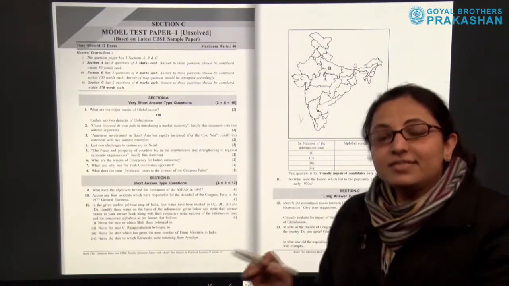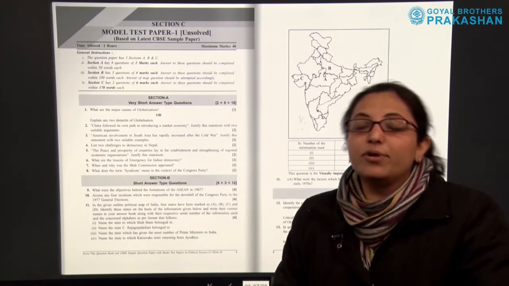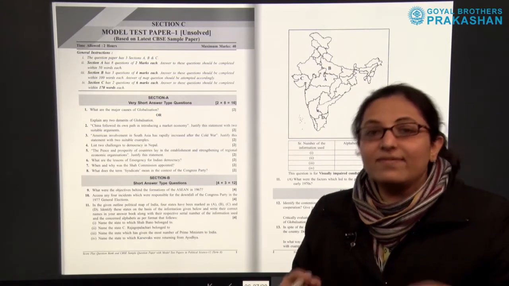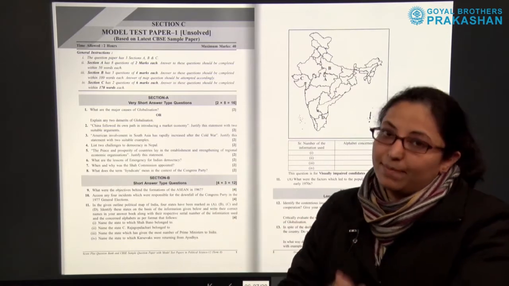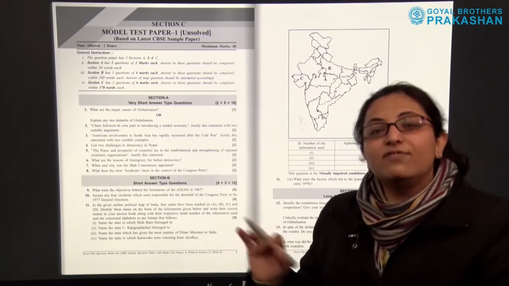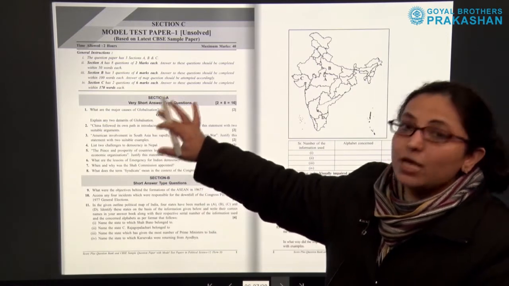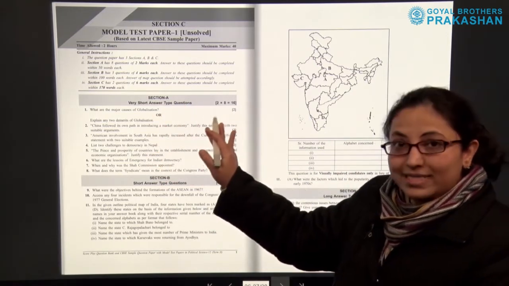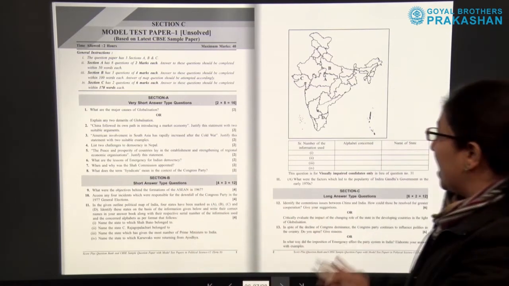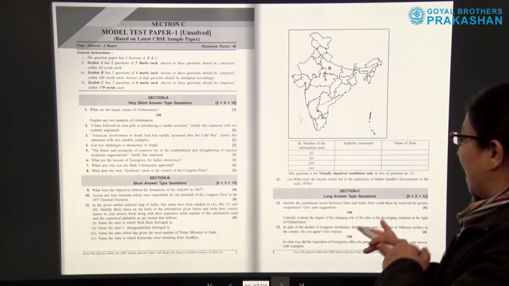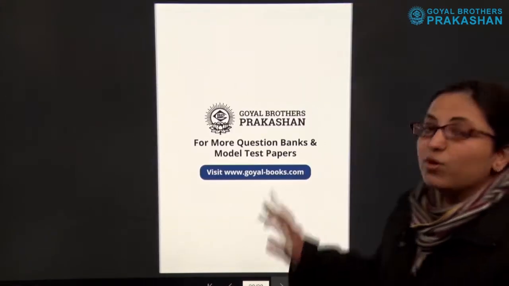After that, the last section of the book, which is the model test papers. Now, as I have already mentioned, there are 5 unsolved model test papers strictly based on the CBSE sample question paper. These are unsolved for the practice of the students. The pattern is exactly the same. Section A, very short answer type, which is 2 marks each. Section B, short answer type, which is 4 marks each. Section C, long answer type, which is 6 marks each. So this is how the complete book is planned.